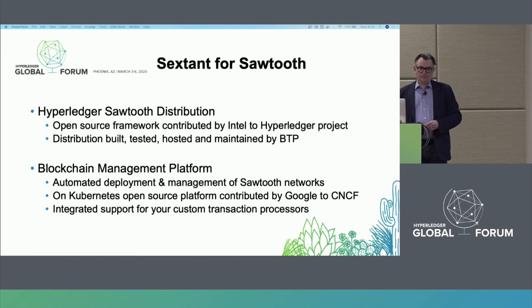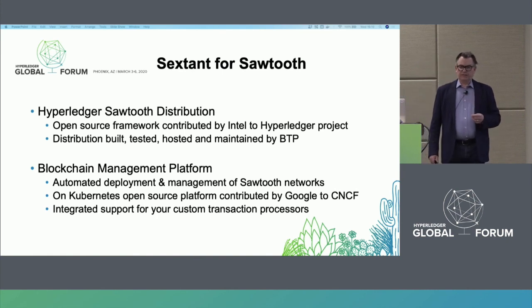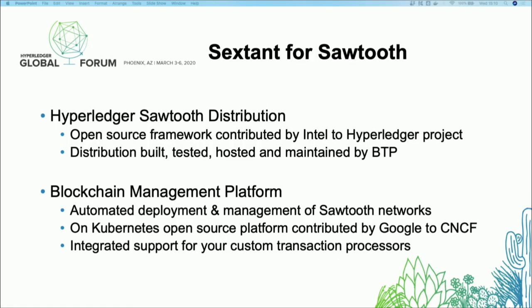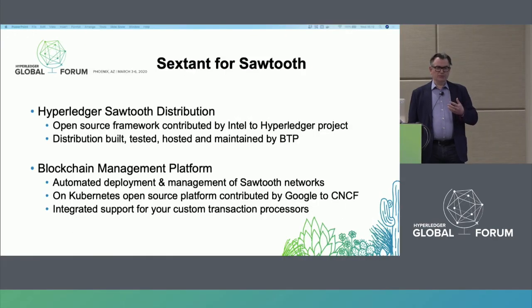So there are two flavors of Sextant today. Sextant for Sawtooth, so that's the one that the Tel Aviv Stock Exchange is using, and then Sextant for DAML. So the interesting thing about Sextant for Sawtooth is it's not a single thing. I've talked a lot about the management platform and so forth, but what's just as important if you are actually working with an open source project in production is stability. So stability of the software itself. So what we've produced is a distribution.